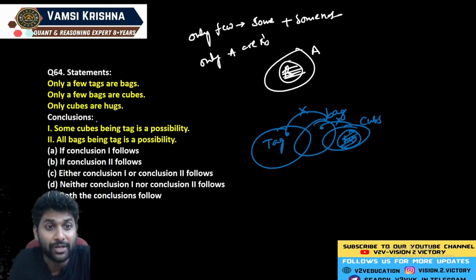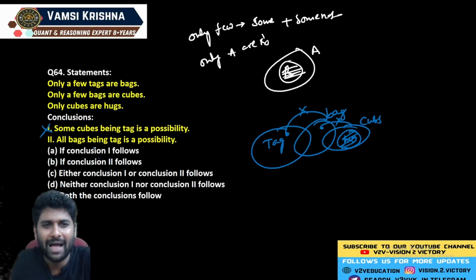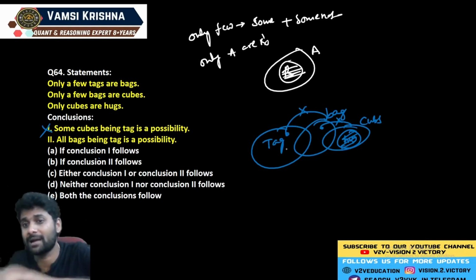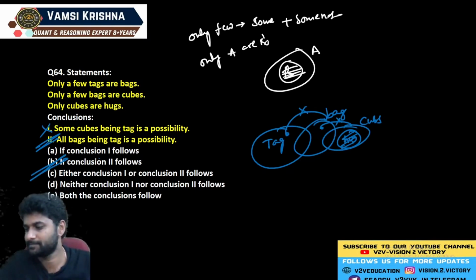Now some cubes, it's not cups, it's cubes. Some cubes being tag is a possibility? Not at all possible, guys. You can't assume that region into any other region. It's not at all possible. All bags being tag is a possibility. All tags we can't place in bag, but I can place all bags into the tag. So it is a possibility, so the conclusion is valid.